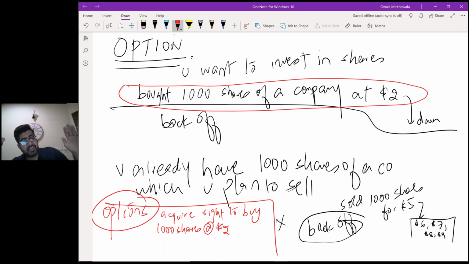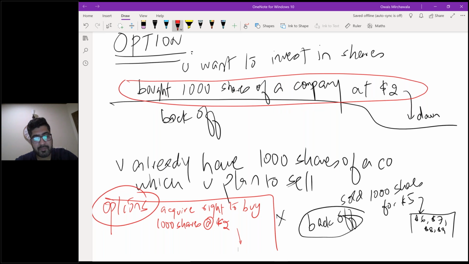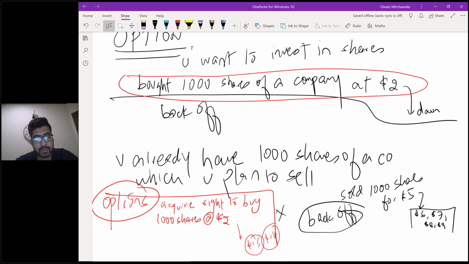The condition is that if prices start moving up, becoming 2.3, 2.4, 2.5, 3, 4, 5, I acquired the right to buy 1,000 shares at $2. I didn't buy shares, I only bought the right. If the prices become 3, 4, 5, I will exercise my right, get these shares for $2, and then sell them for 3, 4, 5 in the open market and earn heavy gain. And if the prices start going down, to 1.5, 1.4, and I start incurring loss, I will back off from this deal.